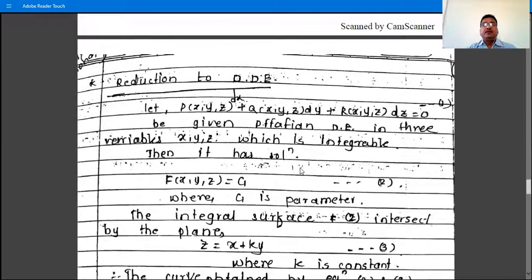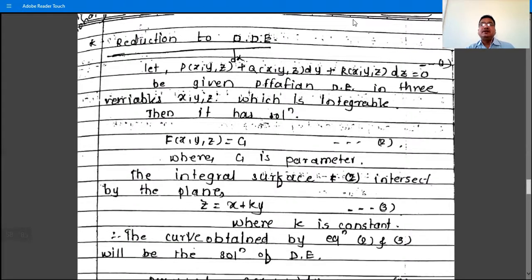So the next method is the reduction to ordinary differential equation. We will see this method in the next lecture, reduction to ordinary differential equation.